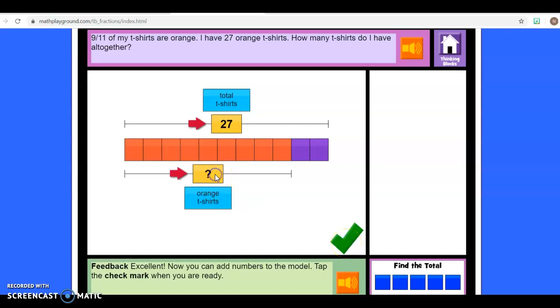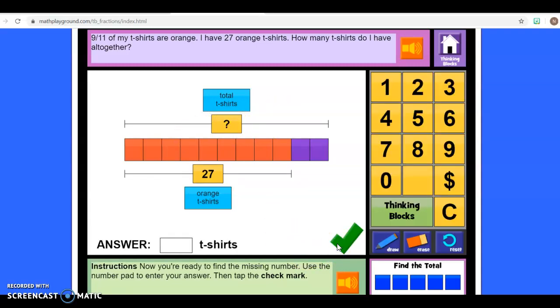Uh-oh, why isn't it working? Now you can add numbers to the model. Tap the check mark when you're ready. Oh, oops, I did it wrong. I was talking and not paying attention. So 27 of the shirts are orange, and then we need to find the total amount. That's what they're looking for. Sorry about that. So then it gives us the opportunity to figure out how many are total.